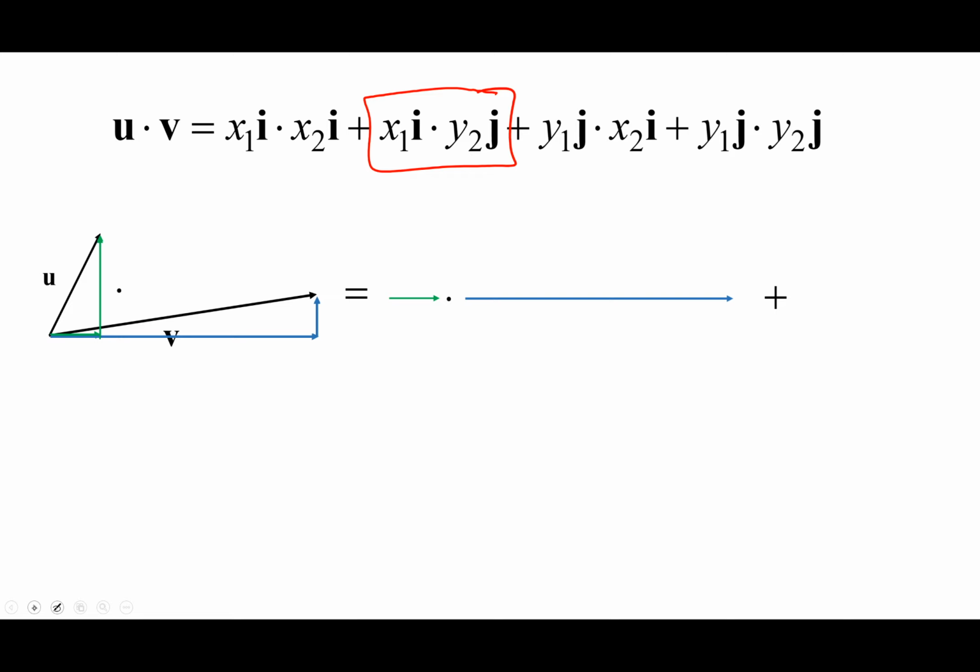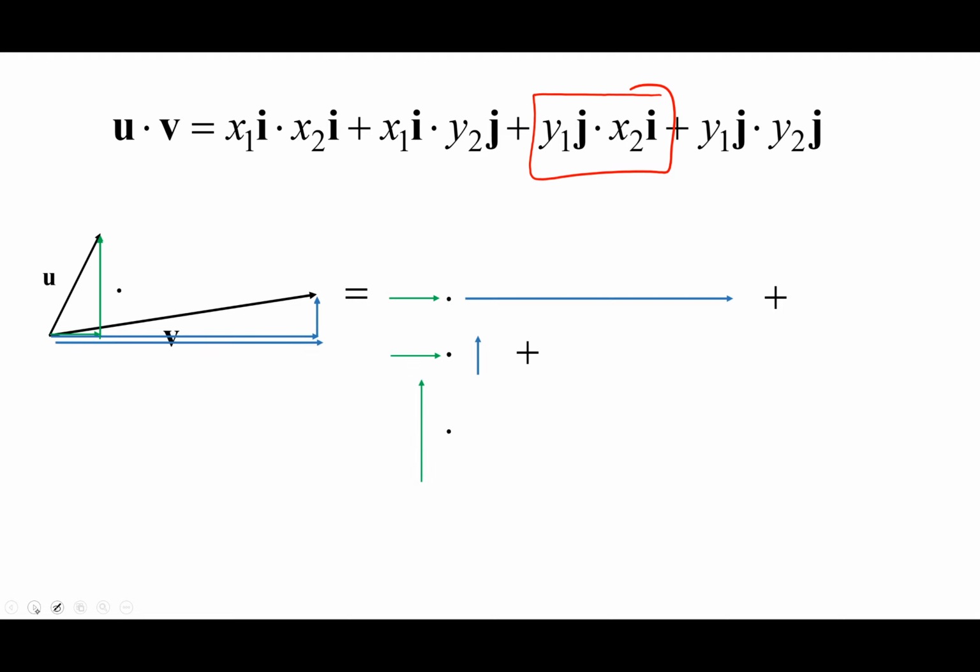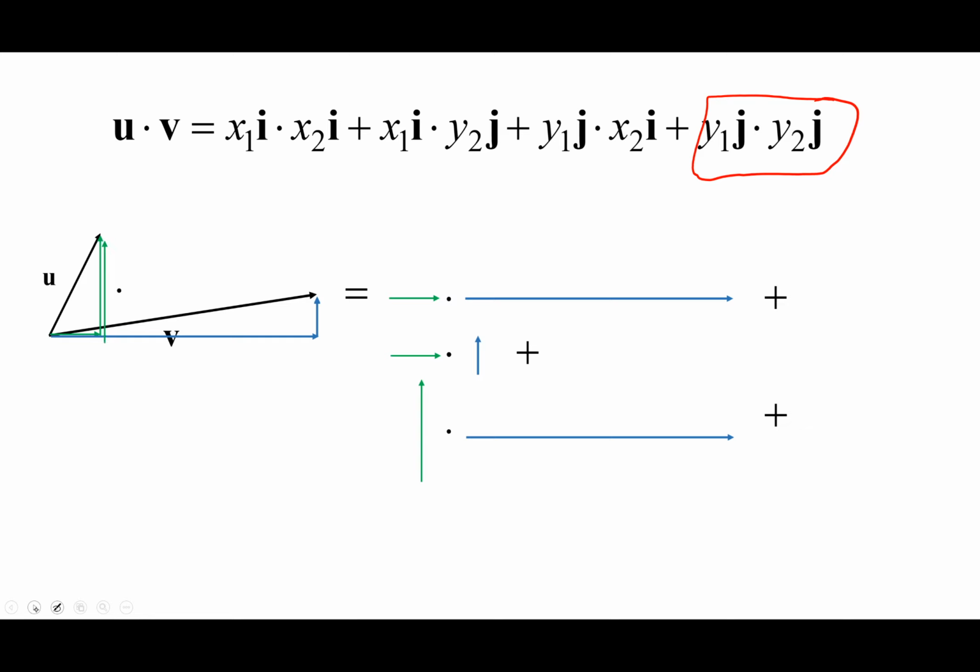Then we have plus, and then we got this guy here, which is the horizontal of the u vector, x sub 1, times the vertical of the v vector, because it's the j of the second vector, which is v. Plus, we have the vertical of the u vector times, what is that? That's the horizontal of the v vector. Plus, and last but not least, we have the vertical of the u vector times the vertical of the v vector.